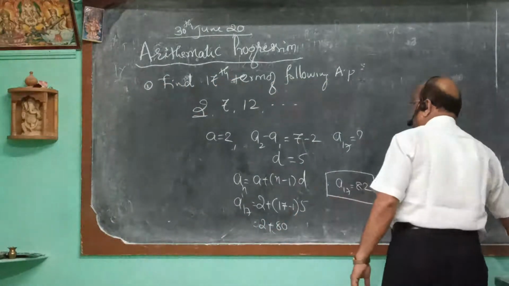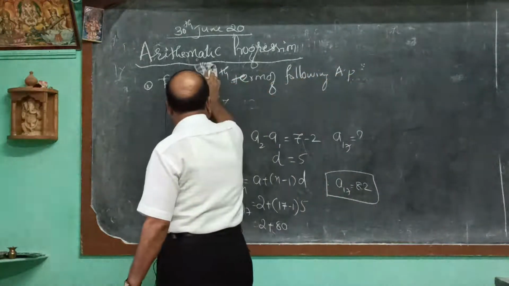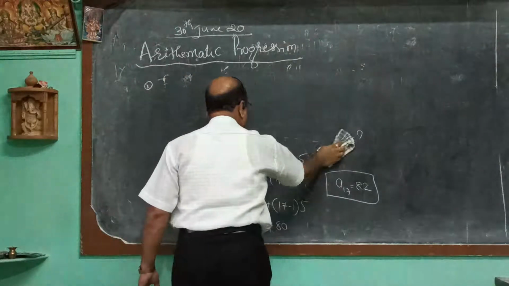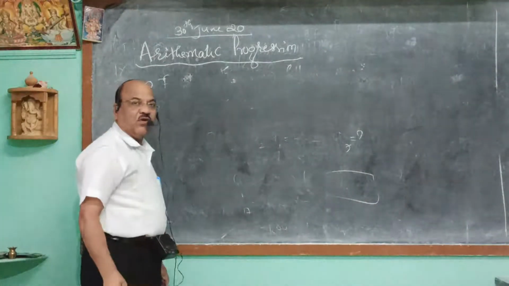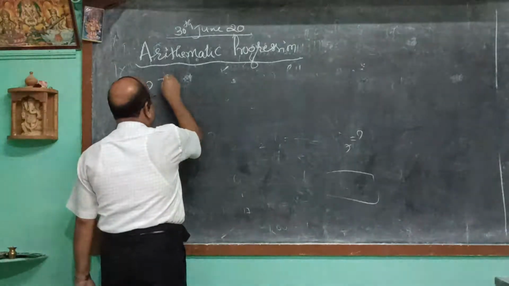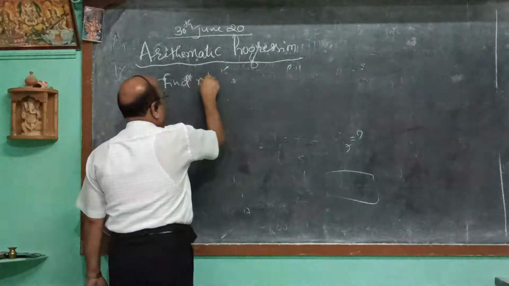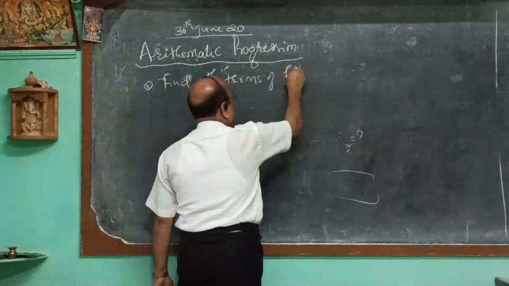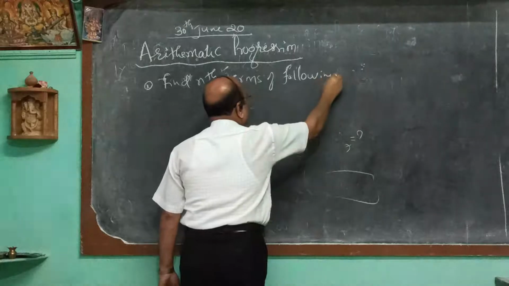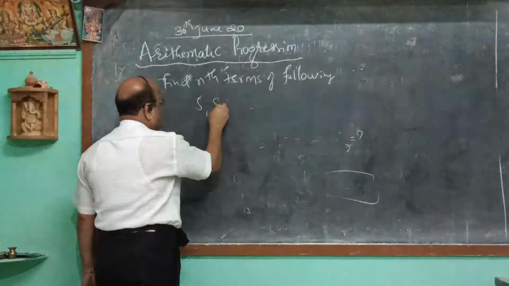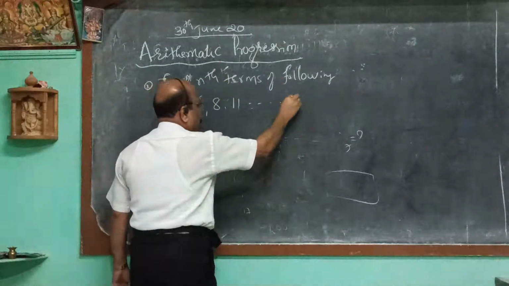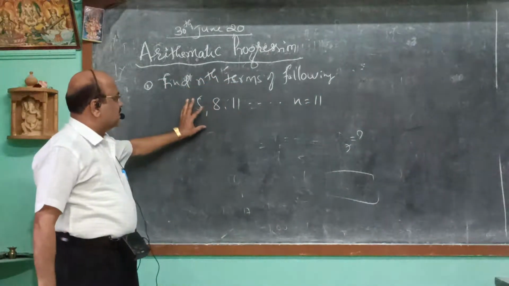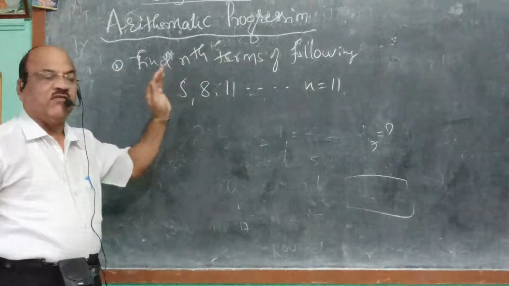Now I take another example in a similar way. Find the nth term of the following. I'll take the first example 5, 8, 11 and so on, n equal to 11. That means we have to find out the 11th term of the given AP.